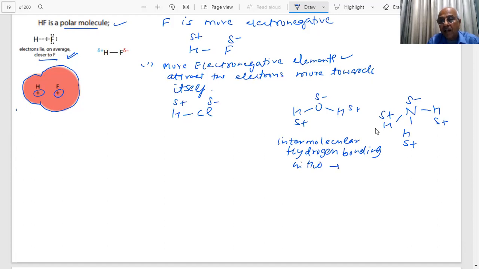What is the result of that? Water is a liquid, student, but H2S is a gas, student. See the difference? Sulfur is less electronegative than oxygen, so the separation of charge is very less as we compare with the sulfur, and therefore, student, in water we experience a strong intermolecular hydrogen bonding.